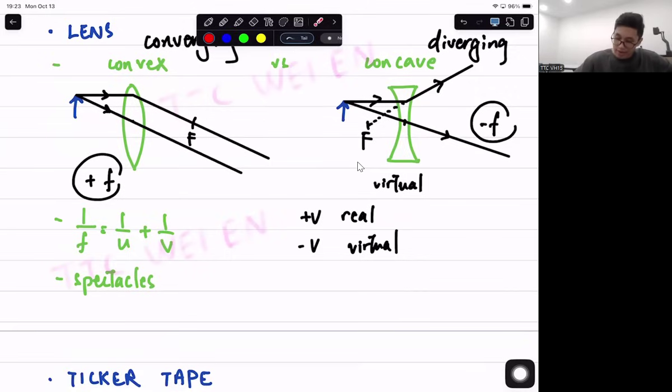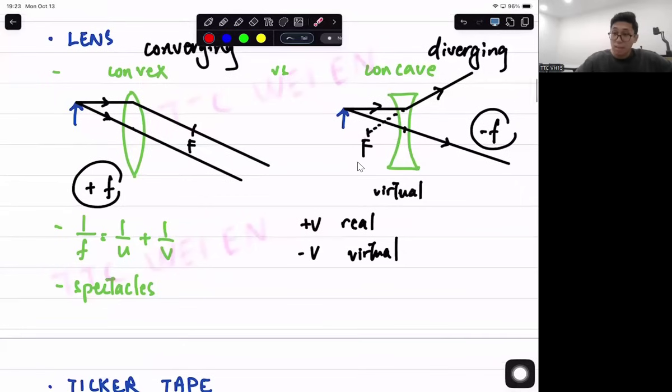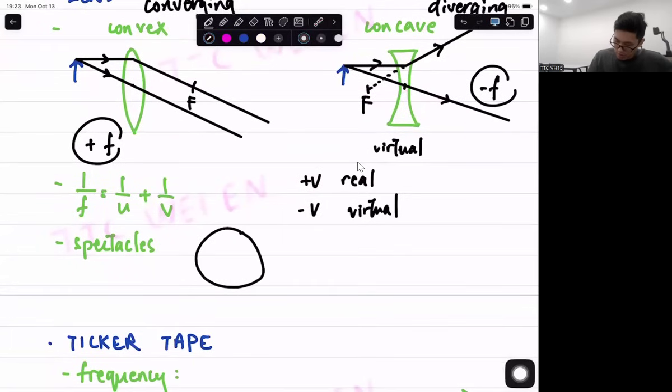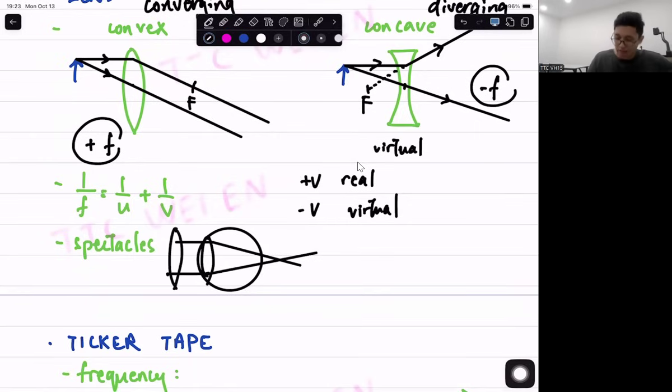And the last one, spectacles. How to know which spectacles to use? This one is to focus the light more. So if you have trouble focusing the light, for example, your eyeball cannot focus the light well, your eyeball focuses too far. So now you need help to focus the light, then you use convex to help focus the light.